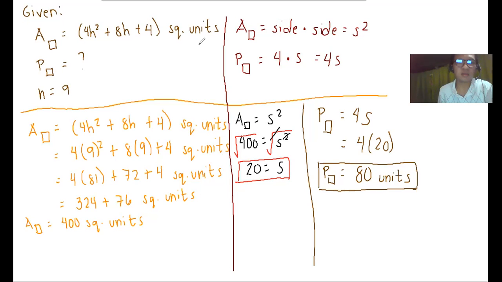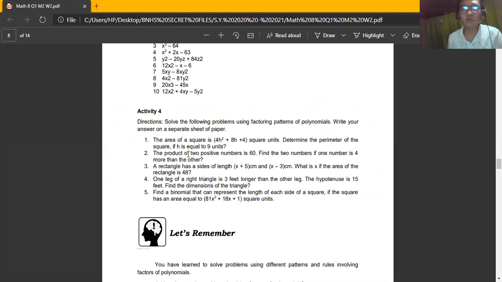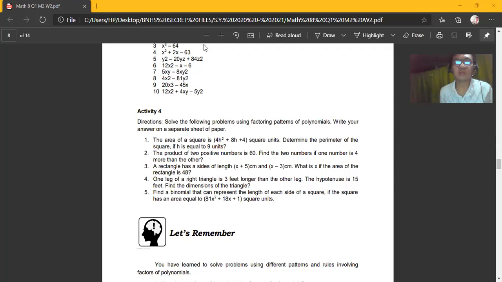So we go back to the module. Number 2: the product of two positive numbers is 60. Find the two numbers if one number is 4 more than the other. So let's go back to our whiteboard. We are solving problem number 2.